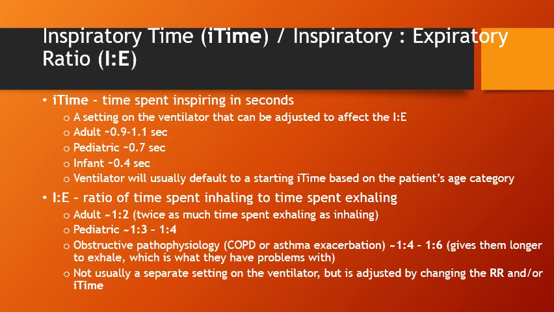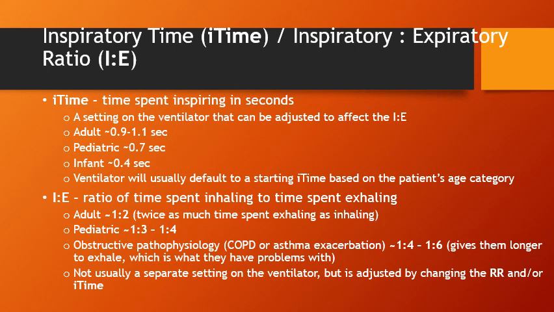The normal I time for an adult is somewhere between 0.9 and 1.1 seconds. A pediatric patient is about 0.7 seconds, and then our infants are about 0.4 seconds. Now, those aren't hard and fast numbers. They're just kind of a ballpark. This is about what these patients take to inhale. So these aren't numbers that I care for you to memorize and know.